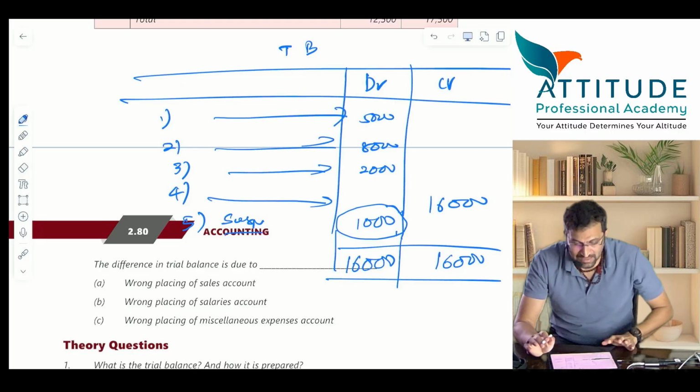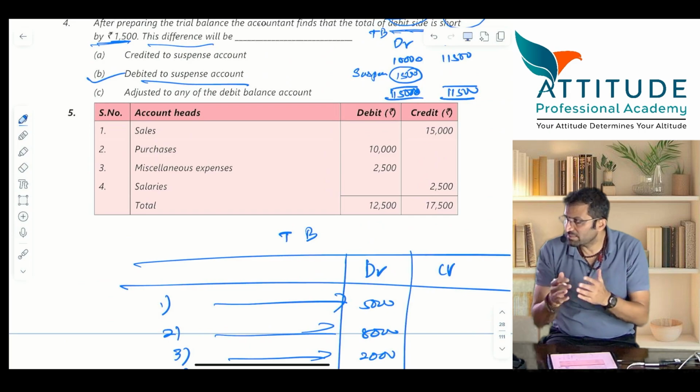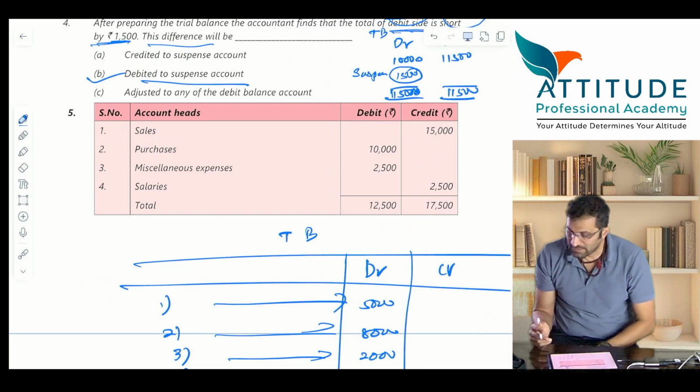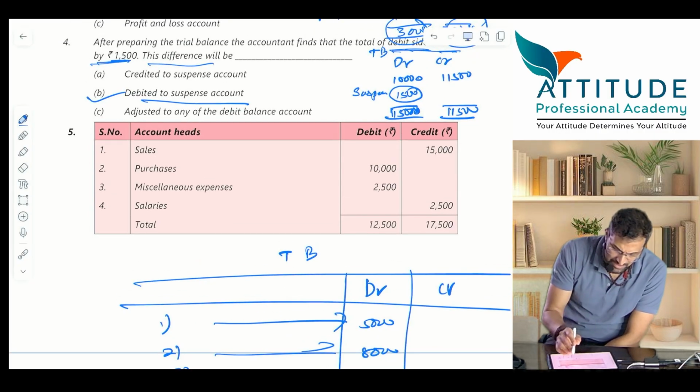Is that clear? Why you put it as suspense? Because you don't know कहाँ गलत गया करके. अभी तक the suspense is not revealed. Is that clear? I'll come back to suspense account later on.